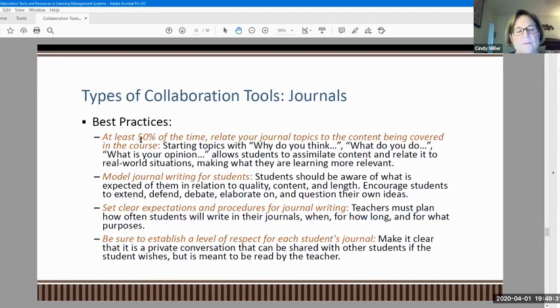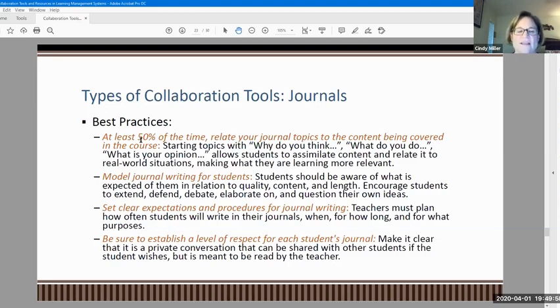I think that some of the best practices here is at least 50% of the time, make sure you relate your journal topics to the content being covered, and make sure you start your topics with, what do you think? What would you do? What is your opinion? That kind of thing. So that way you're allowing them to really assimilate that content and relate to real world situations, which hopefully will make that learning relevant for them. Model the journal writing for students.